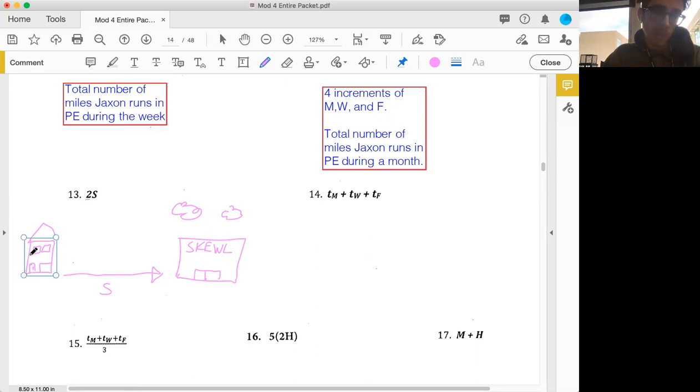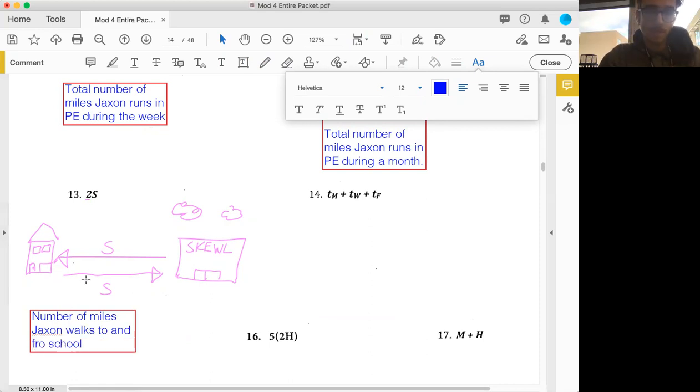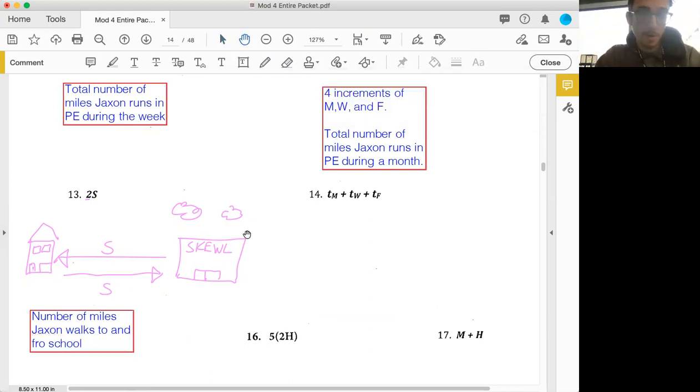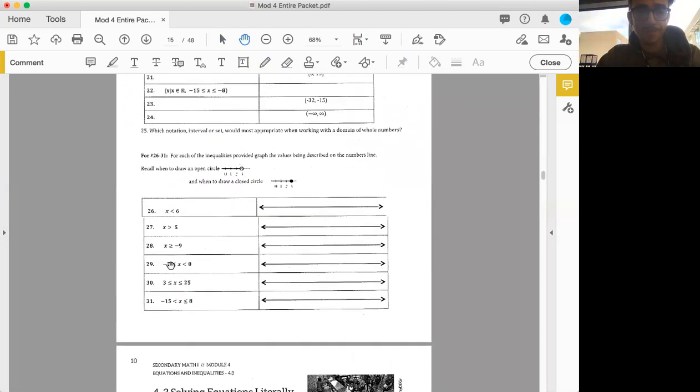Well, let's say that Jackson walks to school and then walks home. That's 2 versions of S, isn't it? So we could say that this is the number of miles Jackson walks to and fro school. Getting crazy with the linguistics here, to and fro school. But I think that's what's happening. I'll leave the other 3 up to you. Don't be afraid to draw out what's happening like I did for 13.